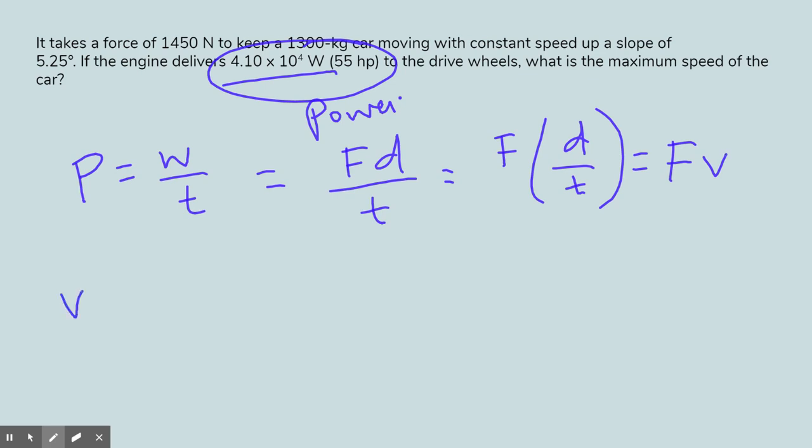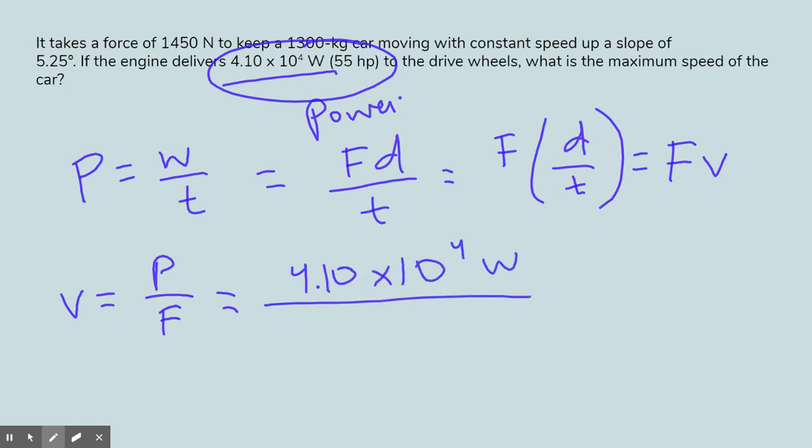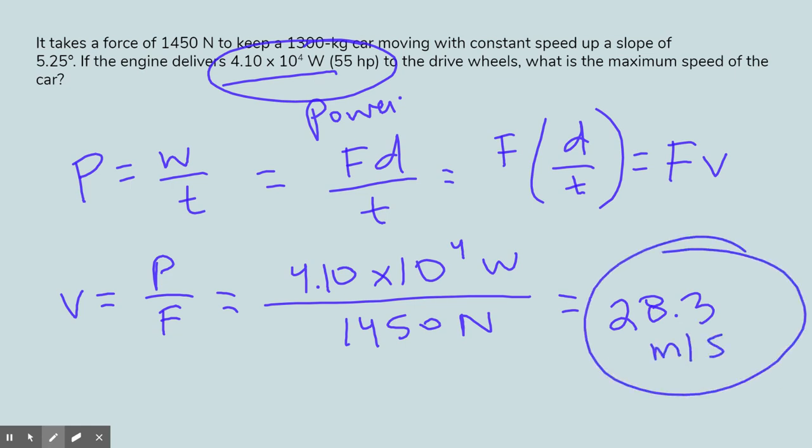I'm going to rearrange this first to find velocity is equal to power divided by force. And let's plug in what we know, which is 4.10 times 10 to the fourth watts, or horsepower, it doesn't matter which one you choose, divided by 1450 newtons. So we did not even need this value for mass or this angle theta. It was just there to throw us off. We do this math and we can find that the velocity is equal to 28.3 meters per second. So there's our final answer for the maximum speed of the car.